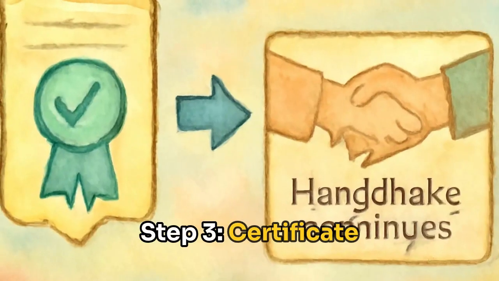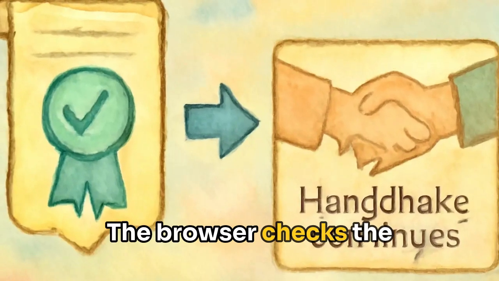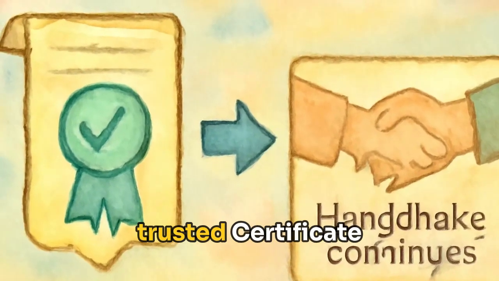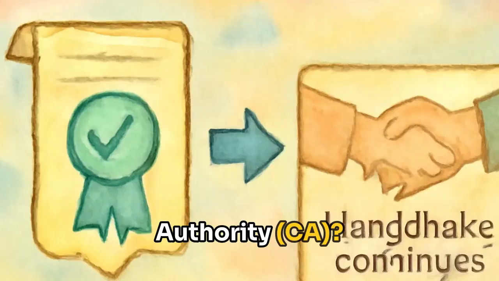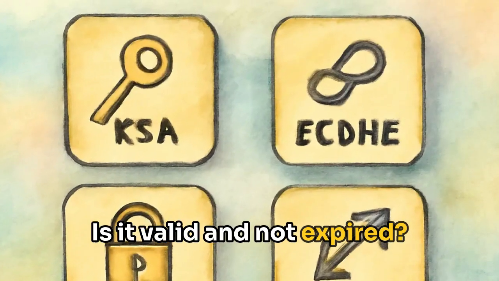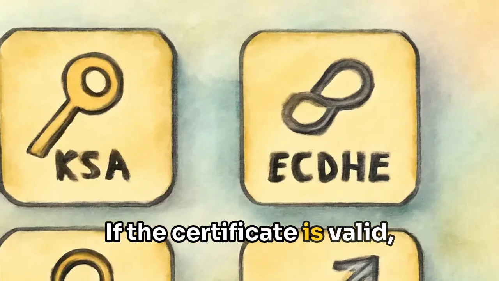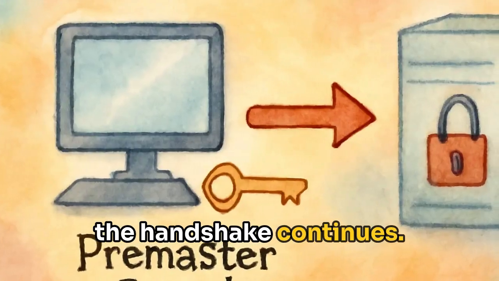Step 3. Certificate verification. The browser checks the server's SSL certificate. Is it issued by a trusted certificate authority, CA? Is it valid and not expired? Does the domain name match? If the certificate is valid, the handshake continues.